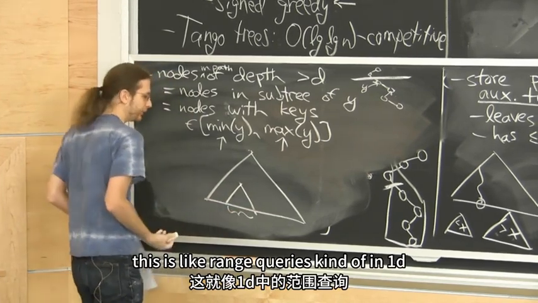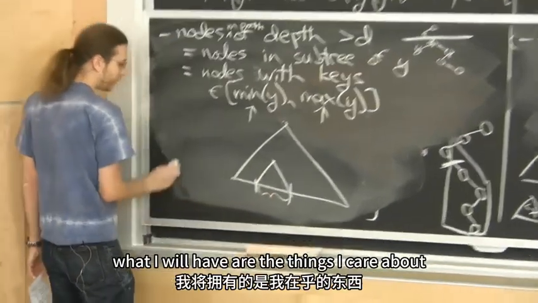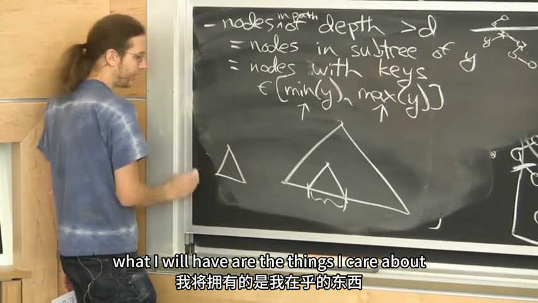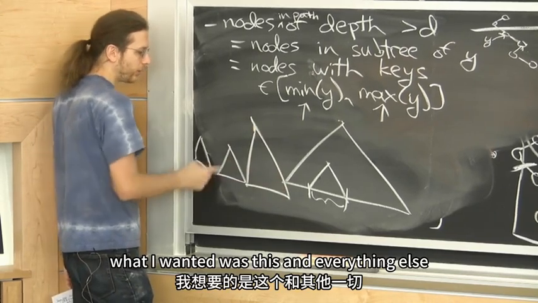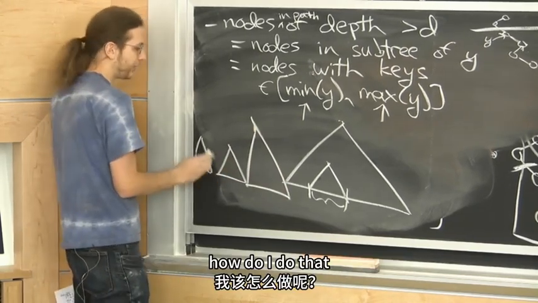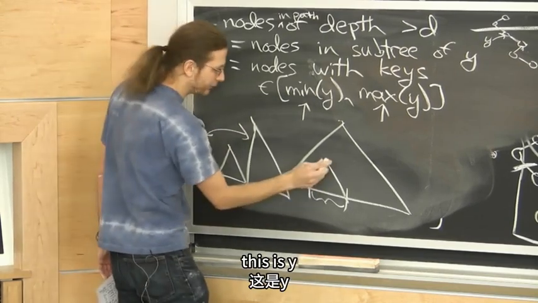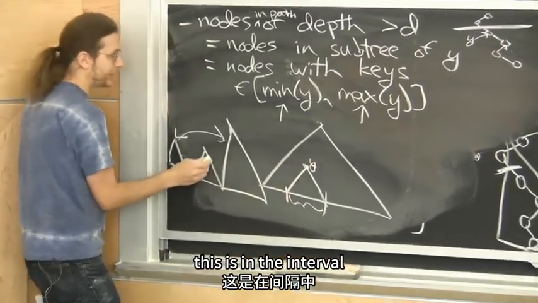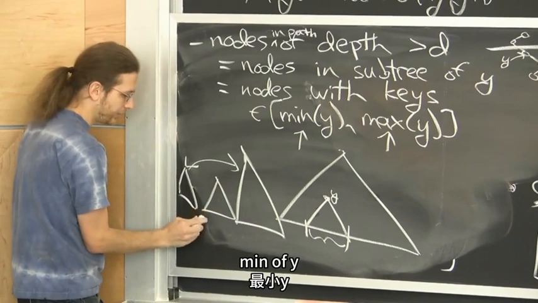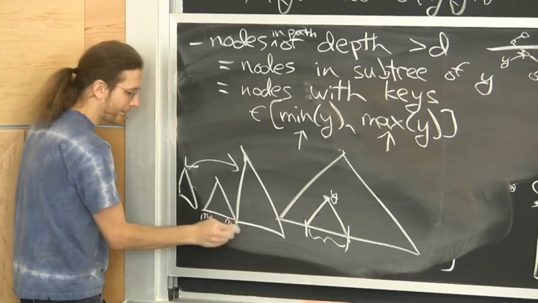This is like range queries, kind of, in 1D. So I split here. I split here. What I will have are the things I care about, the things to the left of it, and the things to the right of it. What I wanted was this and everything else. How do I do that? I concatenate. This is y. This is in the interval min of y to max of y.